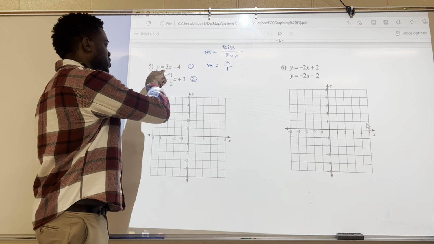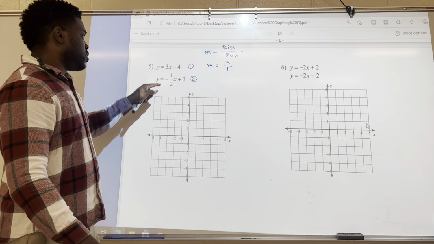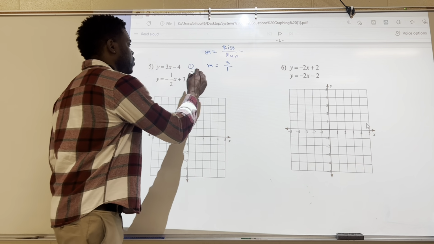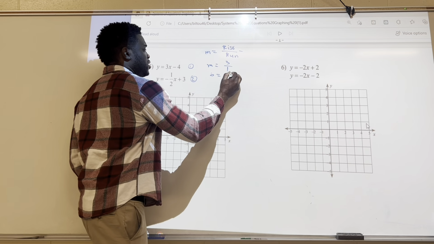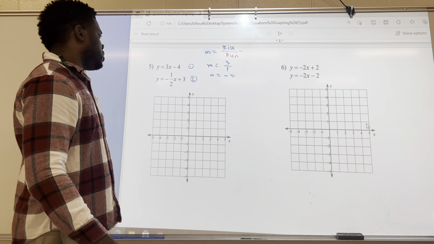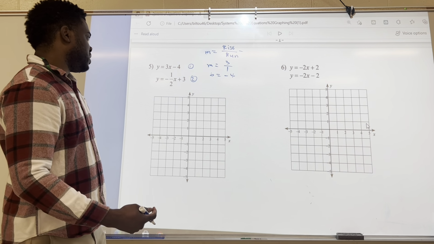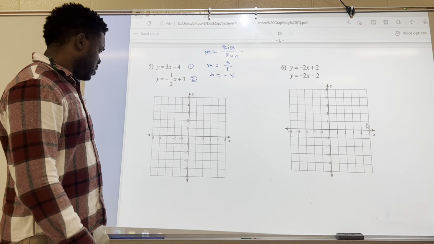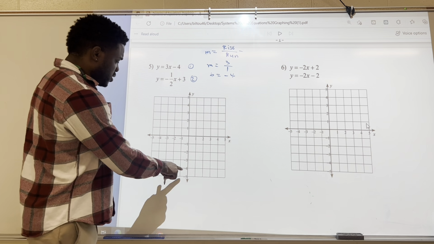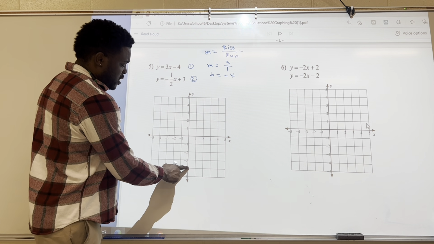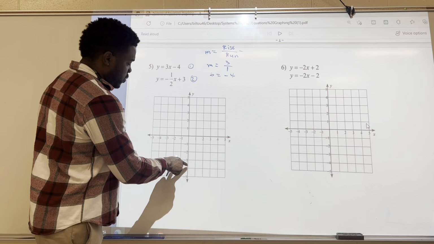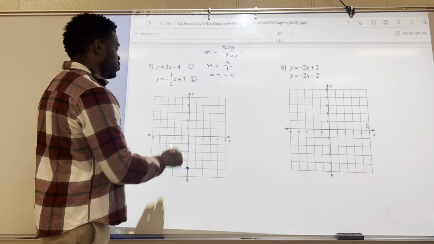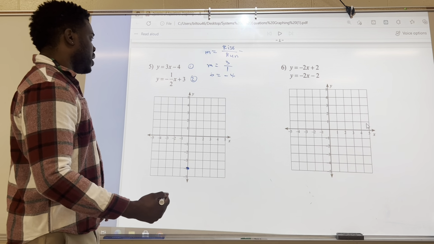We have two equations here. Let's work on the first equation for now. For the first equation, the slope here is 3, and your y-intercept, which is b, is -4. So let's plot the y-intercept. The y-intercept must be over here at 0, -4, so that's the point over here. That's our y-intercept.